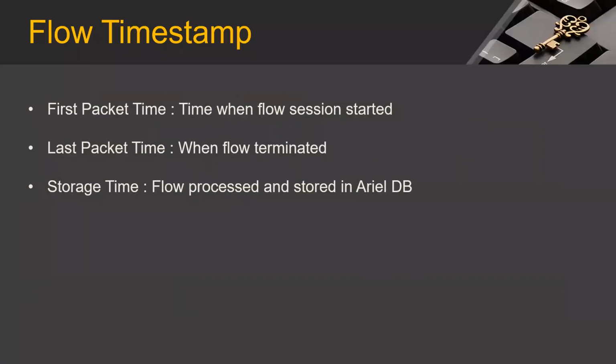The next point, after events, is flows. Flows also have timestamps, but flows are records, and these records have first packet time, last packet time, and storage time. First packet time is when the flow session, or record session, actually started. Last packet time is when the flow is terminated. And storage time is when the flow is processed and stored in the Ariel database in QRadar.